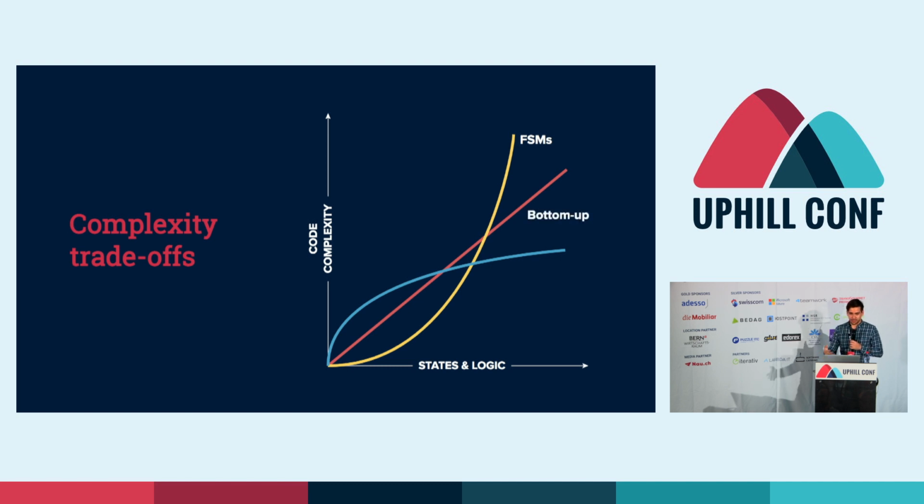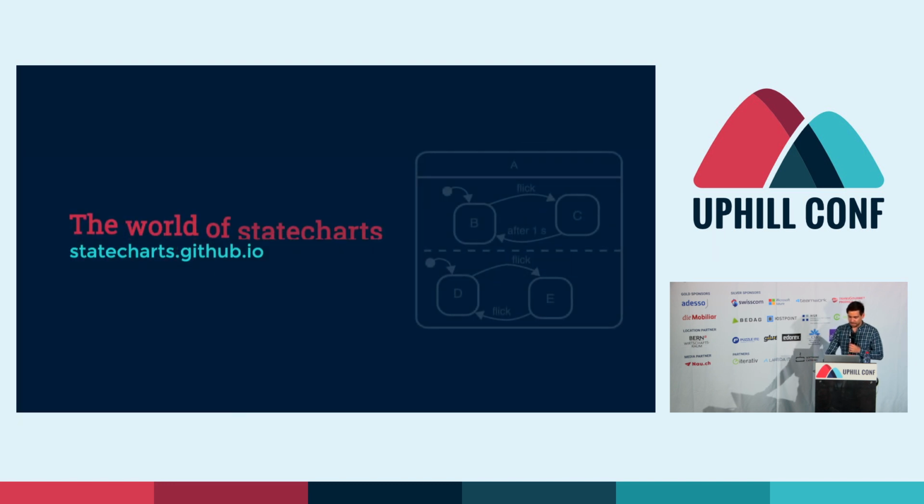Bottom-up coding, which is the coding that we're used to doing, just gets more complex over time in a pretty linear fashion. But with state charts, even though there's higher complexity up front, over time with more states, it becomes a much more manageable way to deal with the different states and events and transitions and features in your application.